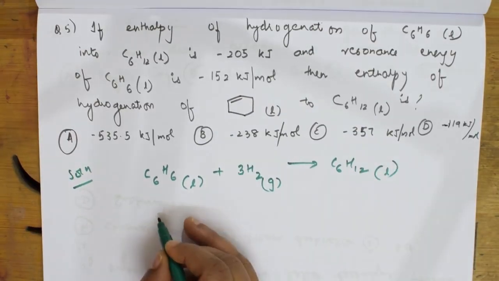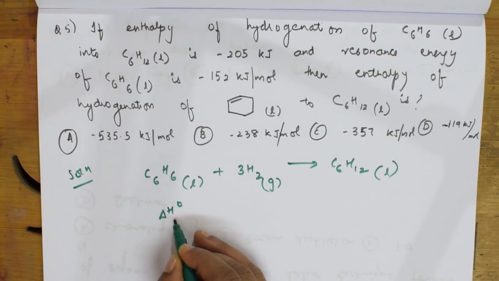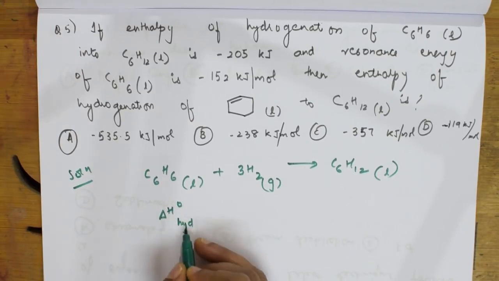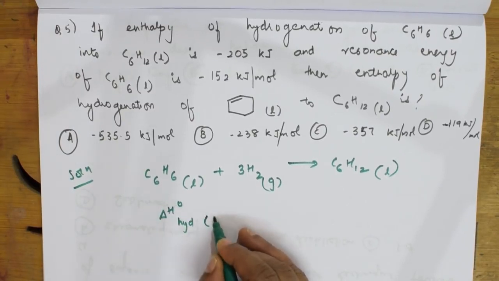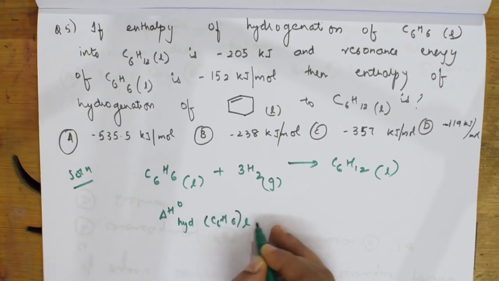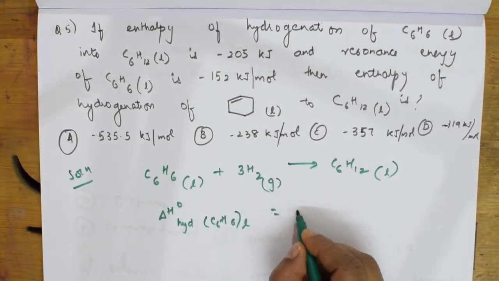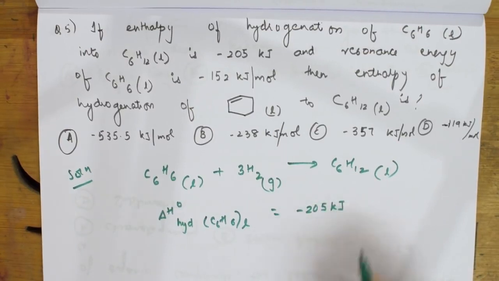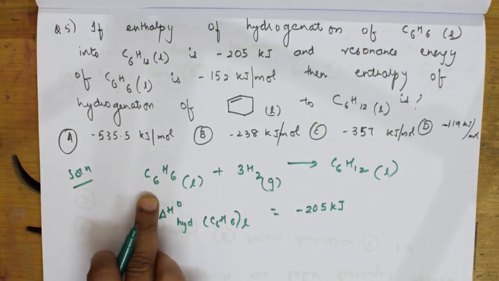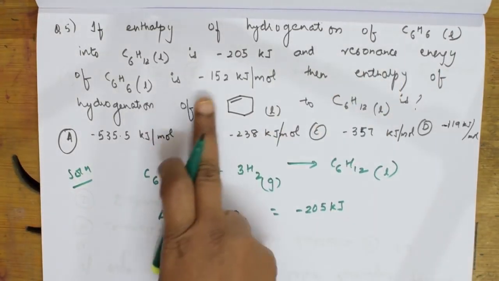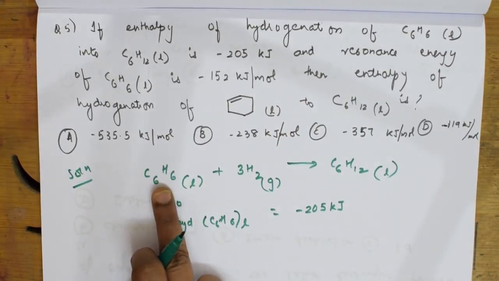Now what did they say? The enthalpy of hydrogenation, delta H HYD. This is enthalpy of hydrogenation of which one? C6H6 liquid. How much was it? It is minus 205 kilojoules, correct? Yes. Then this benzene is on the reactant side. So if benzene is on the reactant side, I have to add resonance energy to this. They've given the resonance energy also. So I have to add the resonance energy of benzene with a sign. Correct? Yes.